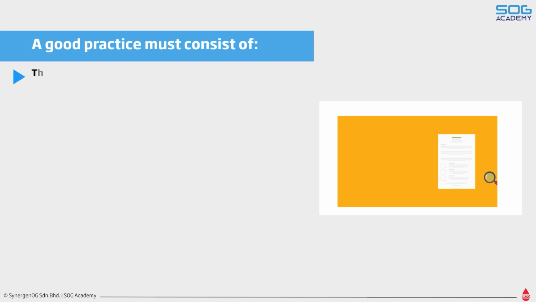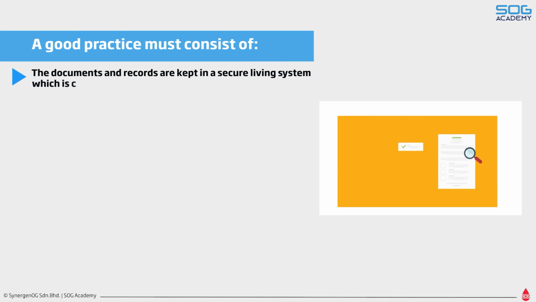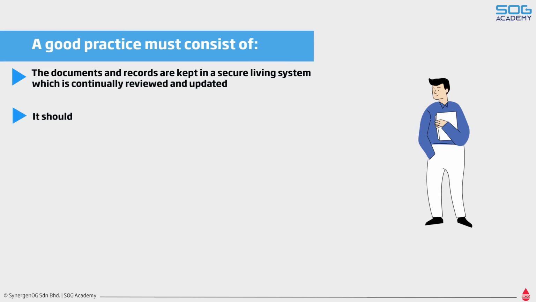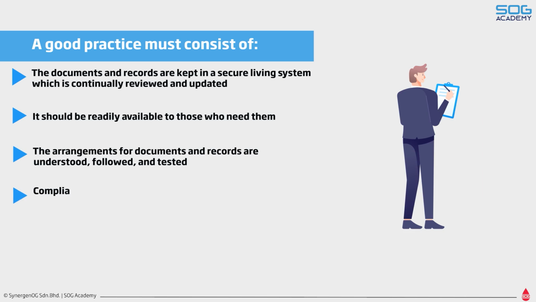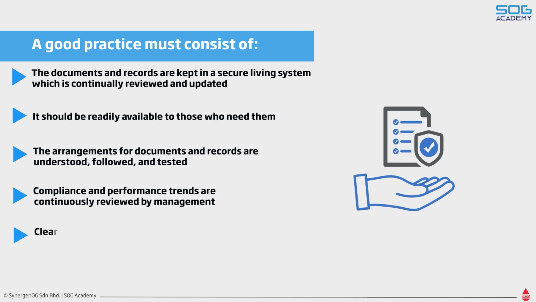A good practice must consist of the documents and records being kept in a secure living system, which is continually reviewed and updated. It should be readily available to those who need them. The arrangements for documents and records are understood, followed, and tested. Compliance and performance trends are continuously reviewed by management. And finally, a clear categorization of documentation and records required to support a safe and effective operation.